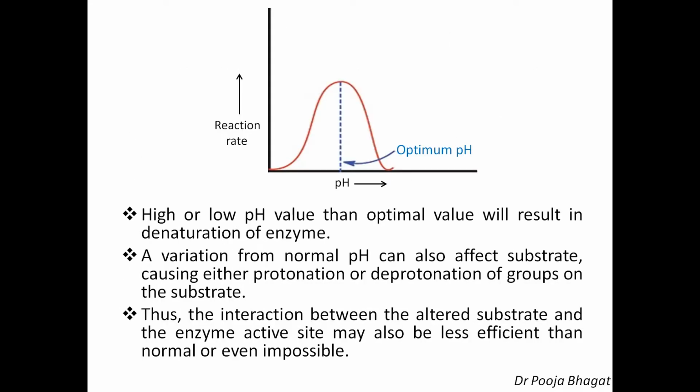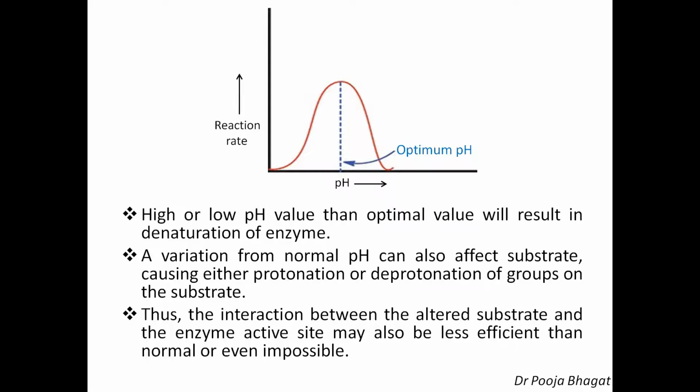Now this is the shape of the plot. If we draw the rate of reaction on the y-axis and pH on the x-axis, we get this bell-shaped curve. And what is the reason for that? That means here the enzyme is having the maximum activity, because here the rate of reaction is maximum, and if we lower the pH or if we increase the pH, reactivity decreases. Okay. So the reason is that at high or low pH value, the denaturation of enzyme takes place.